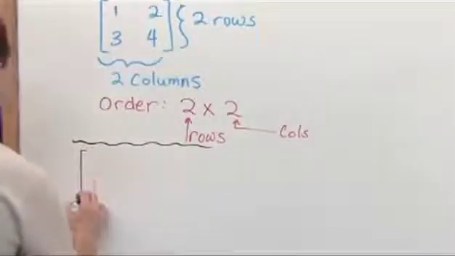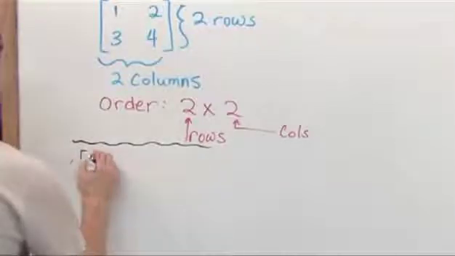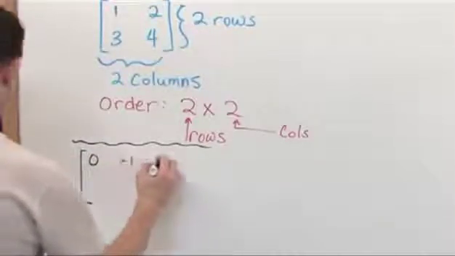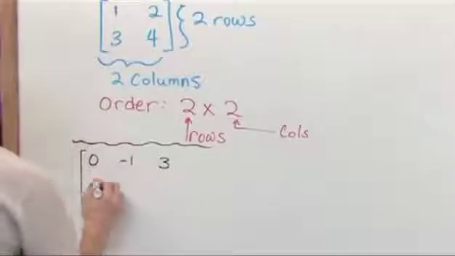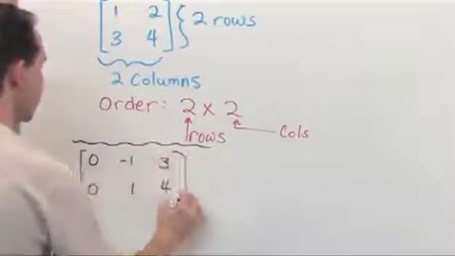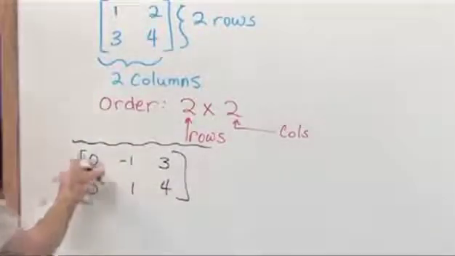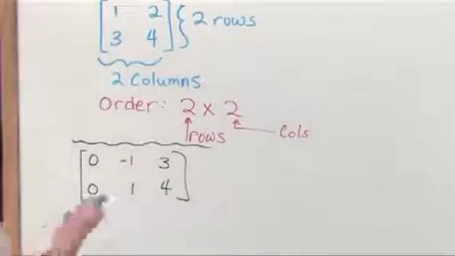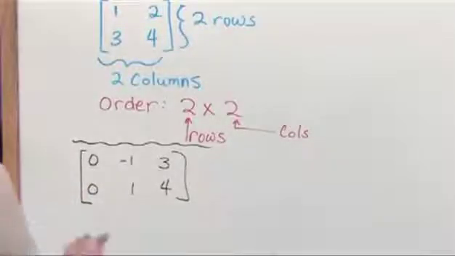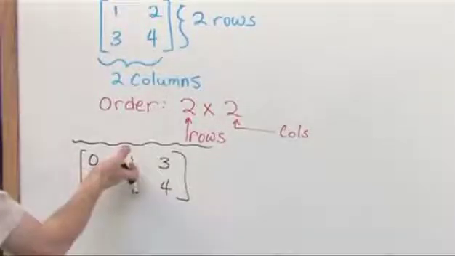Let's say we have a matrix that looks like this: 0, -1, 3, 0, 1, and 4. Notice I do have a negative number in here. Notice I do have some zeros in here. So I said the matrix is usually going to be full of numbers. These numbers can be negative, positive.